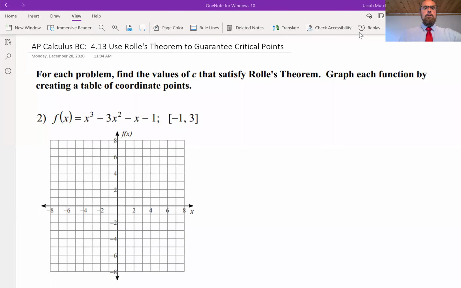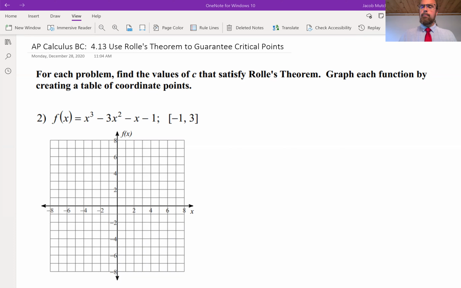Welcome to Calculus. Today we will investigate using Rolle's theorem to guarantee critical points. We'll take a look at two examples where we try to use Rolle's theorem to guarantee critical points, and one example where we try to say why the example does not apply to Rolle's theorem.